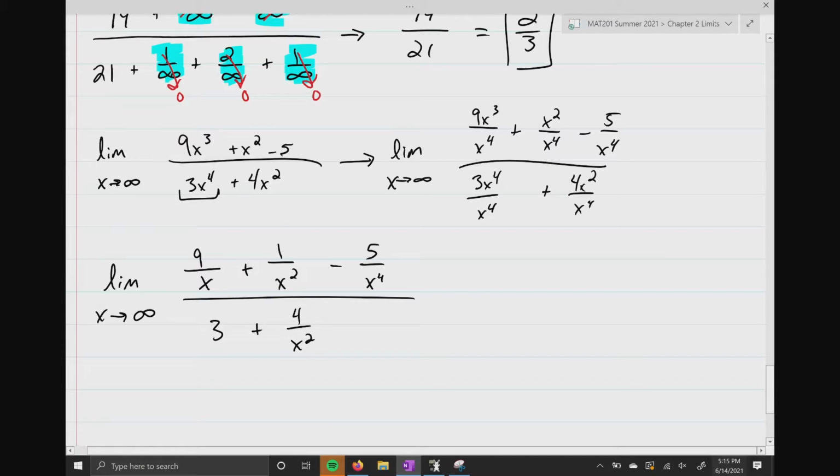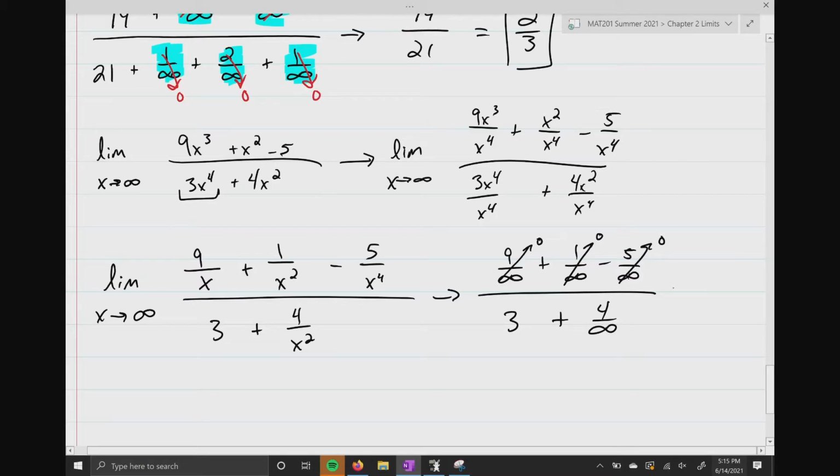And once again, once I substitute in infinity, we can see that in the numerator, the first term goes to 0, the second term goes to 0, the third term goes to 0. So I'm left over with 0 in that numerator. In the denominator, 4 divided by infinity is 0, so that's the only term. So I'm left over with 0 divided by 3, which is 0.